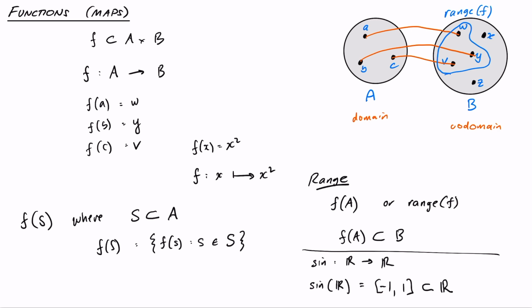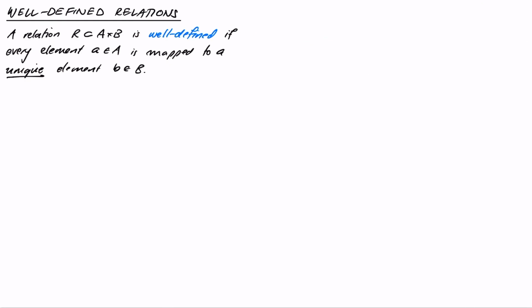Okay, so not just any old relation could be a function. We saw we've got that special rule that says I can't have multiple branches coming out of my function here. So what we say in that case is that the relation is well defined. So a well-defined relation, so this relation R, a subset of the Cartesian product A with B, is well-defined if every element of A is mapped to a unique element in the codomain B. So let's just do a couple of examples just to show what that might look like.